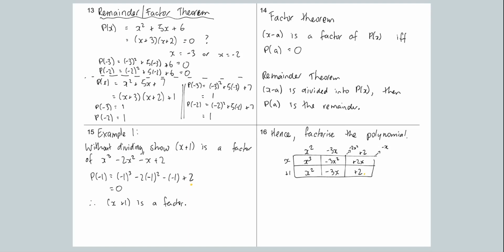What does that leave me with, though? It leaves me with P of x equaling x plus 1, the factor that I worked out, and then I've got x squared minus 3x plus 2. Then what you need to do is just check this out and say, is there anything else I can do to factorize it? And the answer is yes.